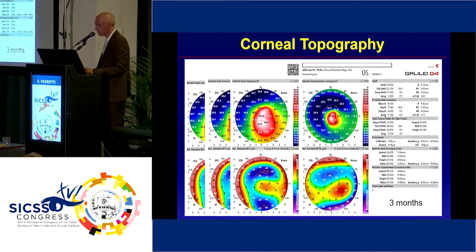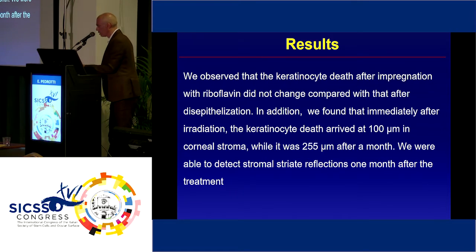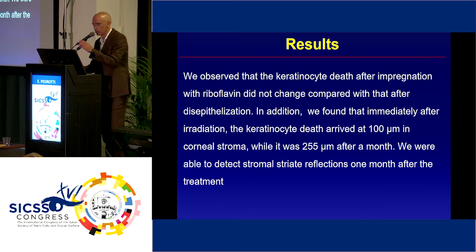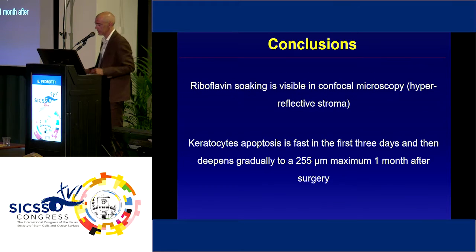This is a topography. I'm not going to show it because it's not that interesting. So we observed that the death of the keratocytes after impregnation with riboflavin explains why the cornea gets rigid. It happens after desepithelialization in the first 50 microns, and immediately after UVA irradiation, there are 100 microns, and then it gets twice as much a month after treatment.